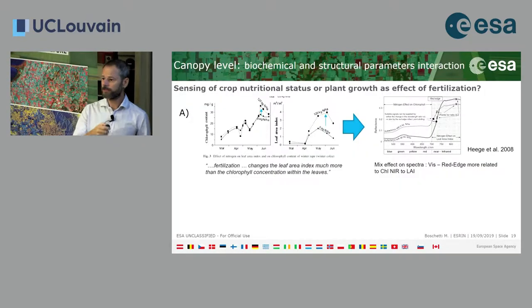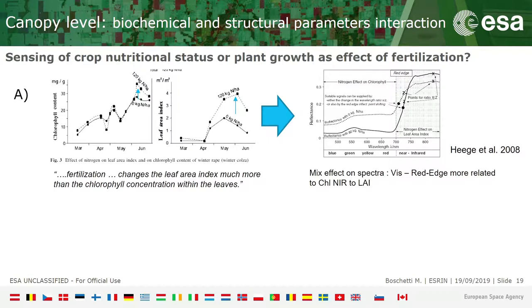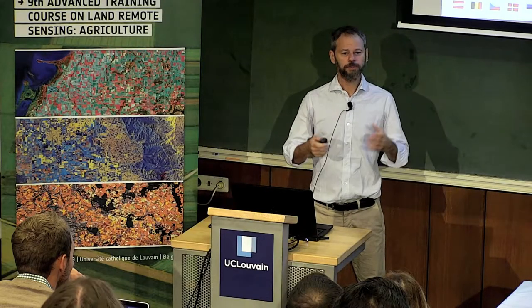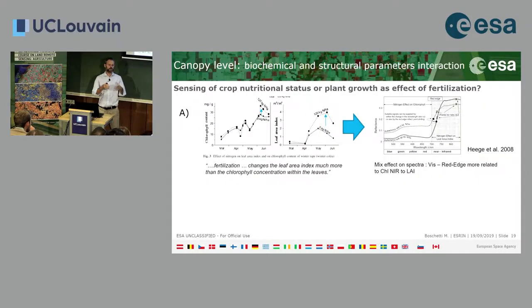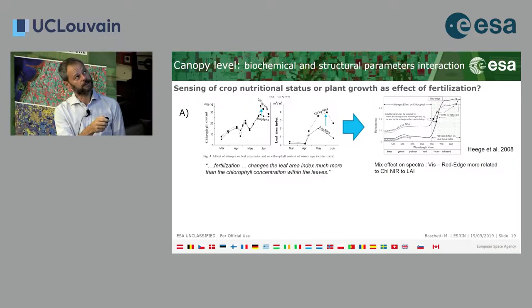So when we pass from leaf level to the canopy level, there are some problems. One of the main problems, and you find it in the literature, is one that I started working on. Often, because you want to see if this effect exists, and how powerful the spectral information is to retrieve this information, you make experiments, often fertilizing a crop in different ways. And one of the main effects is that when you do differentiated fertilization, you will see, of course, a difference in chlorophyll content in the canopy, in the plant, sorry.